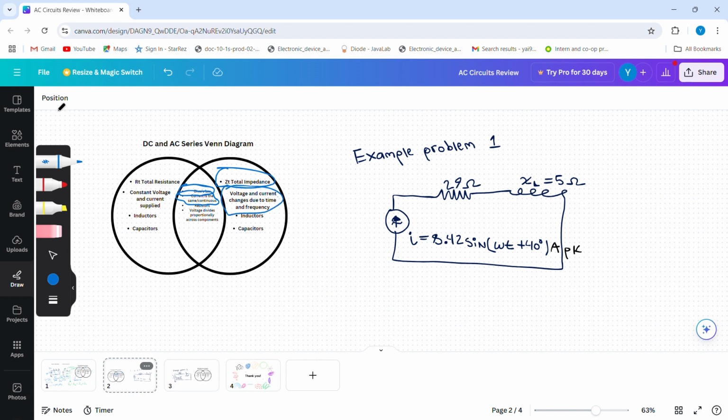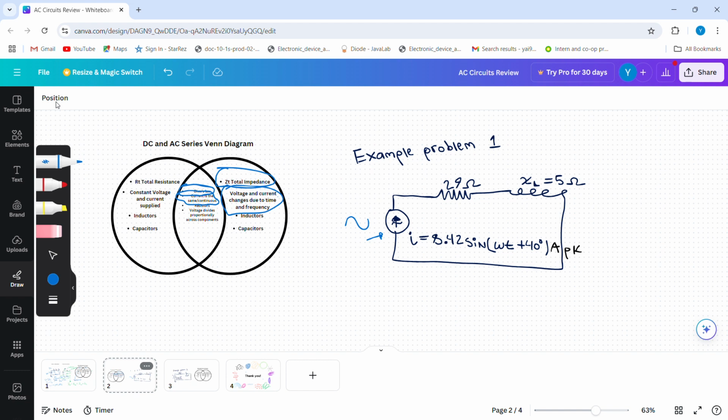The example problem is on the right side of the screen. Feel free to write it down and solve it when I go through it. First things first, I'm going to look at our current source. And this is our current source. It is modeled by this squiggly line, which is meant to represent a sinusoid. And then it has an arrow through it. And then we're given a sinusoidal equation.